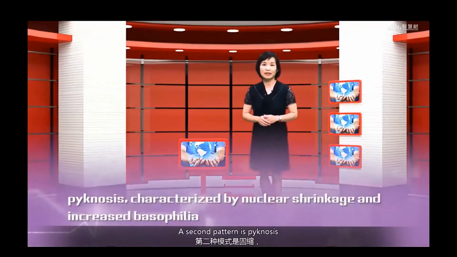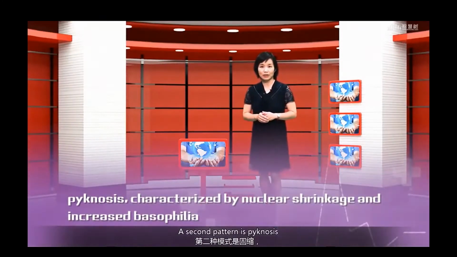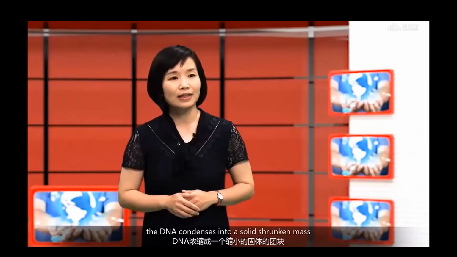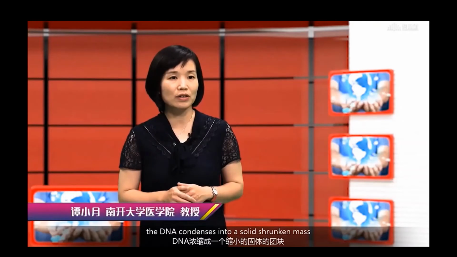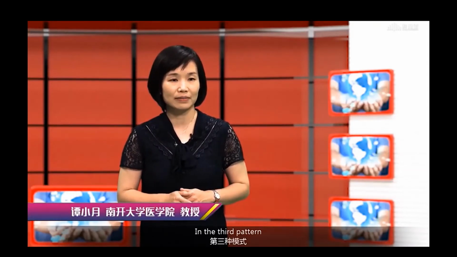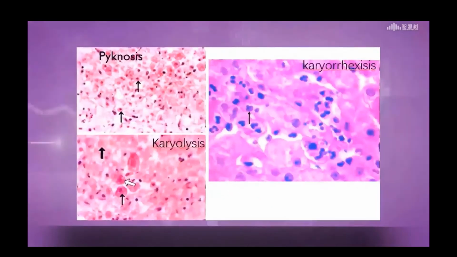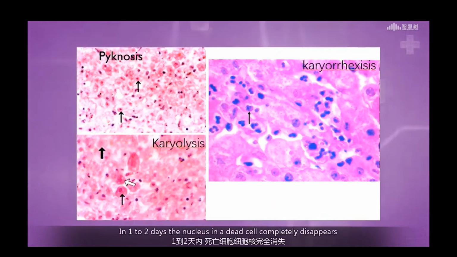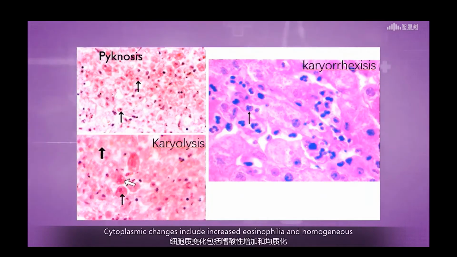A second pattern is pyknosis, characterized by nuclear shrinkage and increased basophilia. The DNA condenses into a solid shrunken mass. In the third pattern, karyorrhexis, the pyknotic nucleus undergoes fragmentation. In one or two days, the nucleus in a dead cell completely disappears.